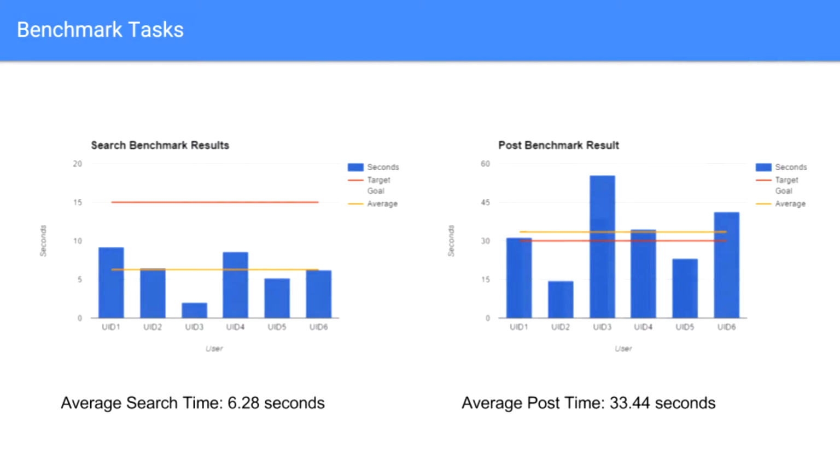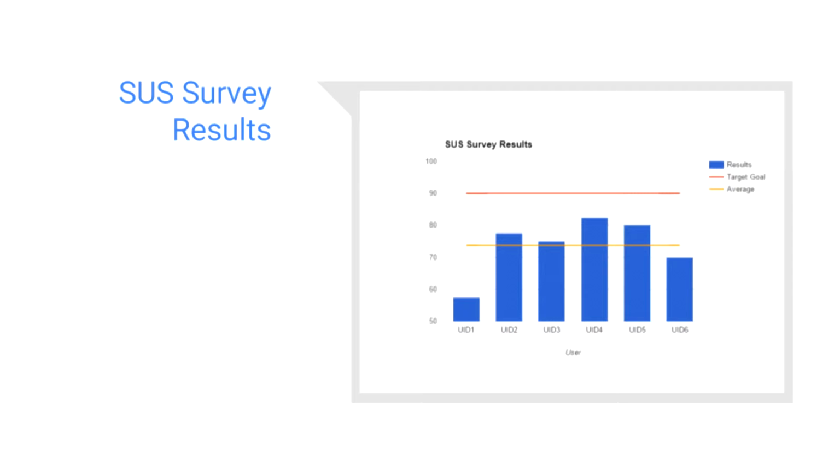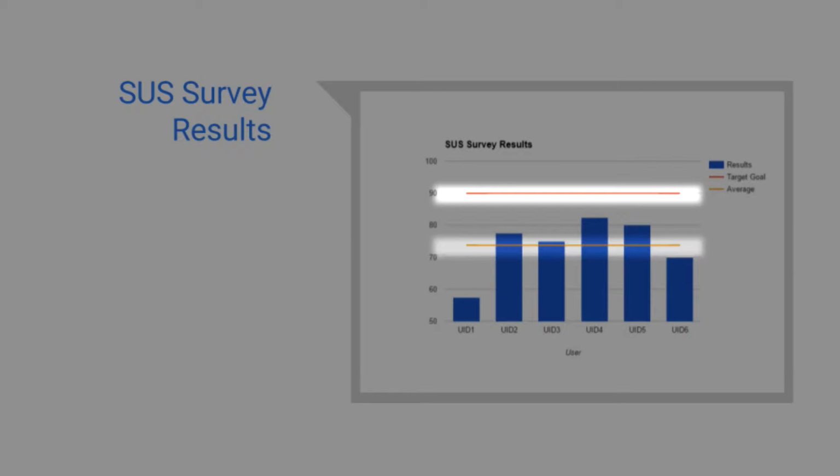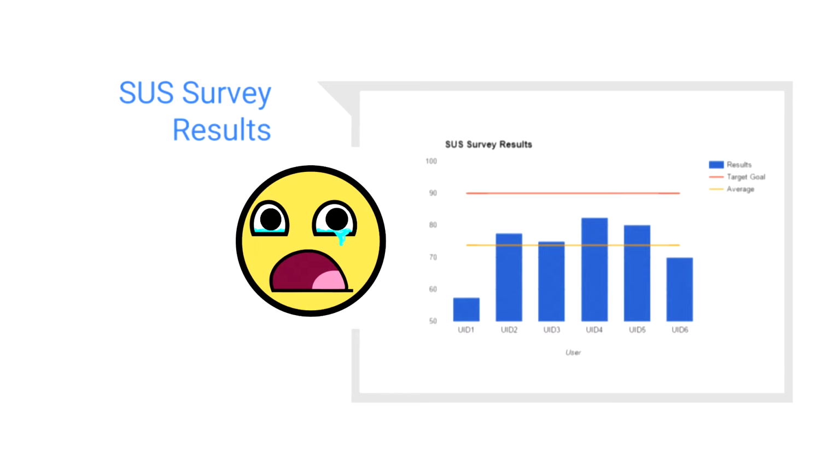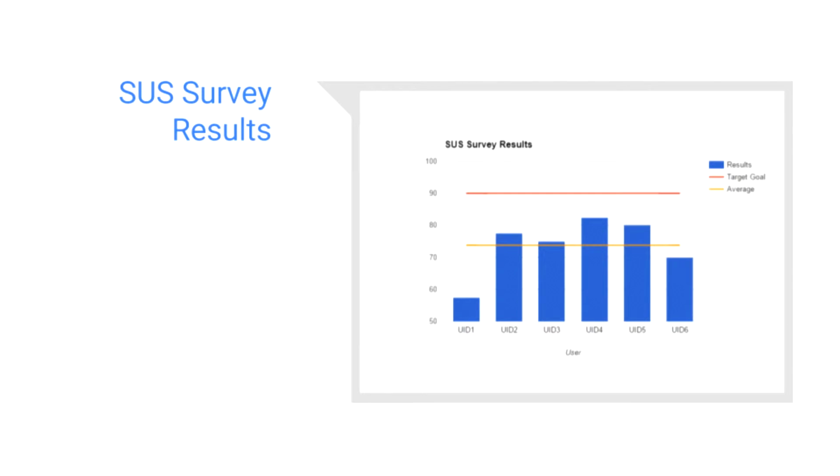Our SUS survey results were visualized using graphs generated in Excel. A column graph was used for the results of each participant in our survey. Our target results and average SUS score for the session were included to provide a benchmark. The average SUS score was not as high as we had hoped. The target goal we had set was a score of 90. While the evaluation session yielded an average SUS score of 73.75, we still feel that user satisfaction was quite high.